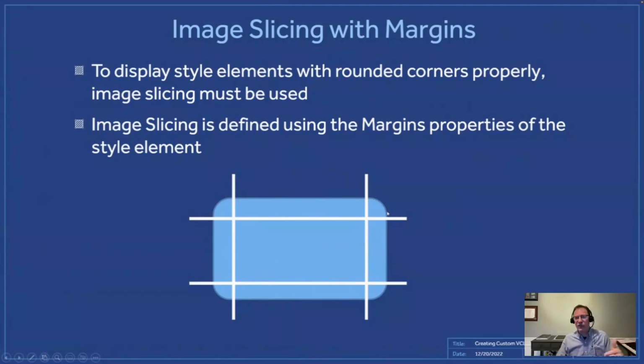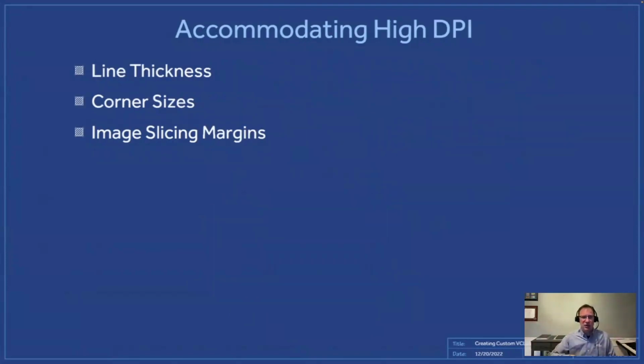And the curvature, if the pixels are 4 at 150, the pixels need to be 6 for the curvature. And if it's 200, it needs to be 8. Otherwise, it won't keep the same relative shape as you go to the high DPI system. So I just hit all of those. These are the same things to remember.